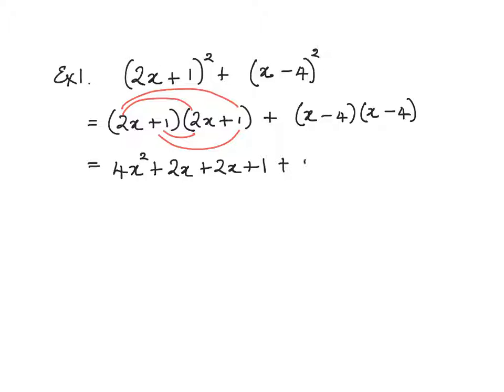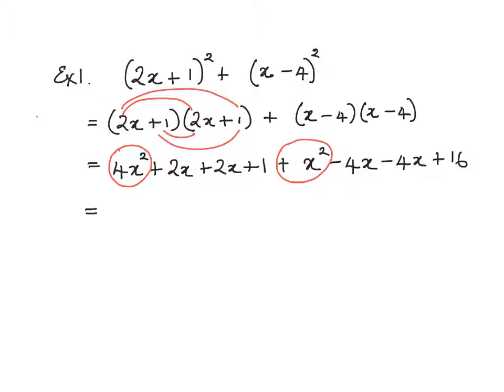We have x squared minus 4x minus 4x, and minus 4 times minus 4 is plus 16. So we have a total of 8 terms, 4 from each bracket. What we want to do is to gather together like terms. Now remember, the sign before the term is part of that term.